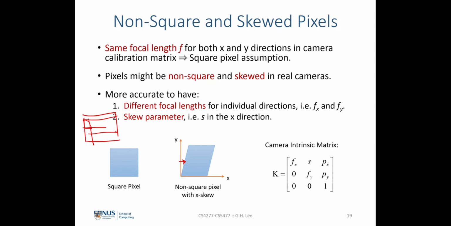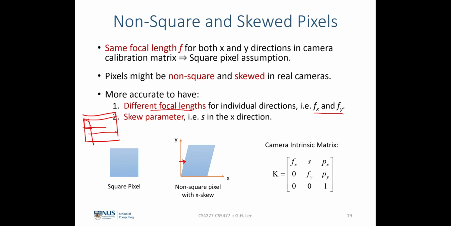So hence it's actually more accurate to have two additional things in our camera projection matrix. The first one would be different focal lengths, because we can see that there's a shift in the projection onto the matrix in the x direction, and hence there is a need to have different focal lengths in order to define the similar triangle relation that we have seen earlier on in the beginning of the lecture.